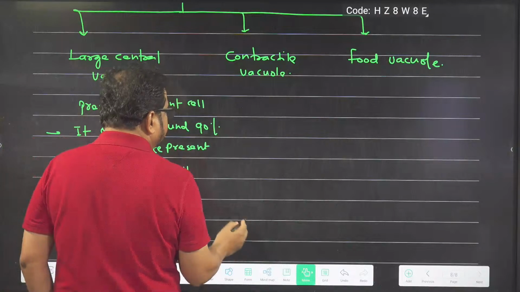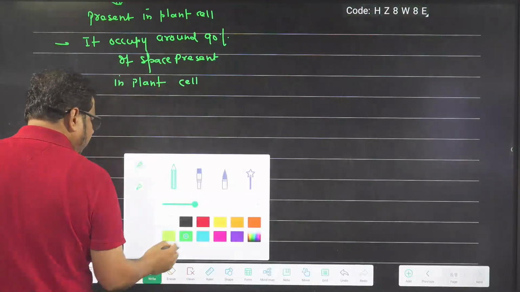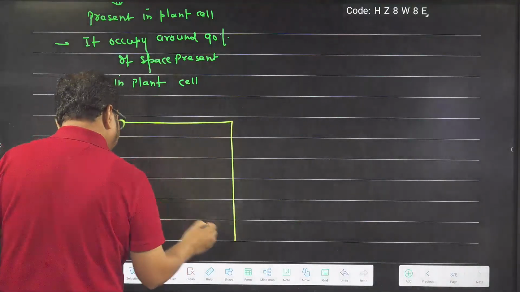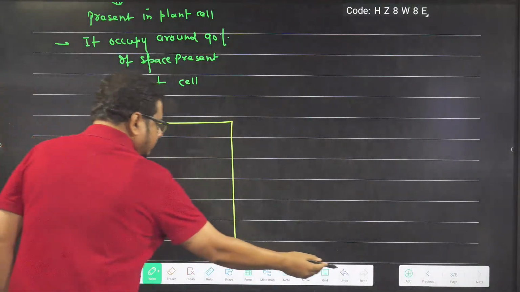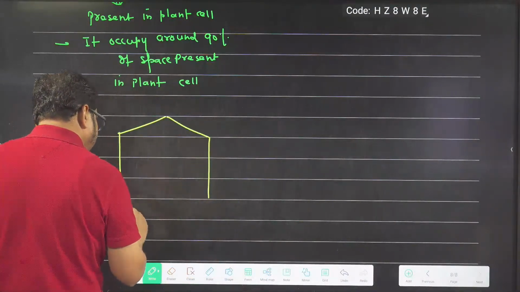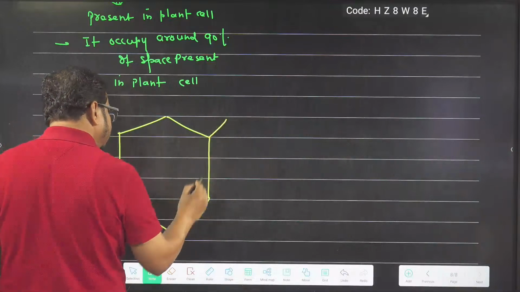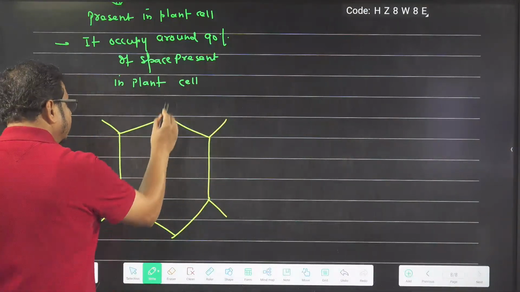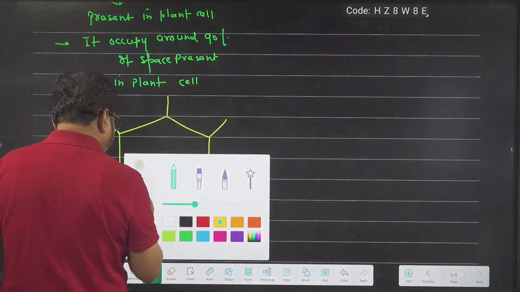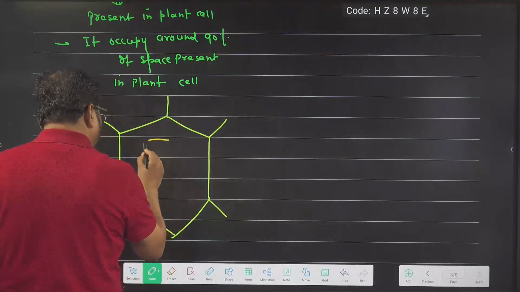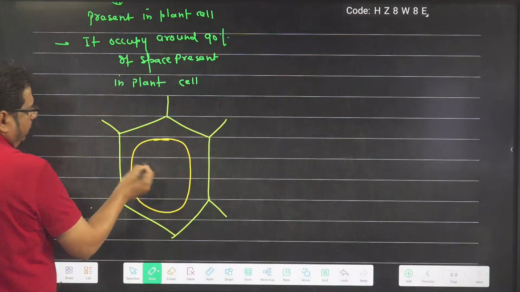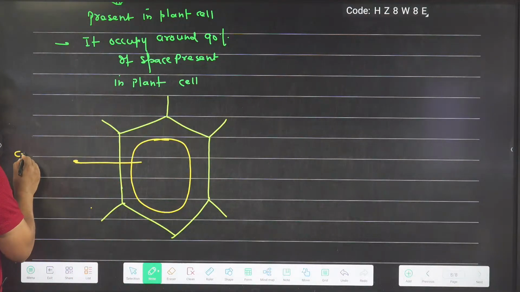So just try to understand with the help of a diagram about large central vacuole. Suppose that it is a plant cell. I'm just making it like this. Suppose that this is a plant cell. Got the idea? These are other cells. So this is a plant cell. In this plant cell, you will find most of the area, around 90% of the area, is occupied by vacuole. This is basically the central vacuole.